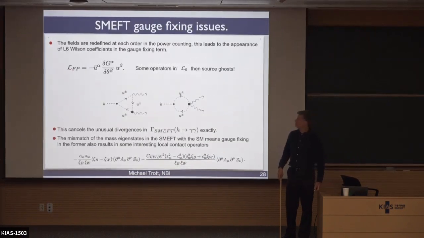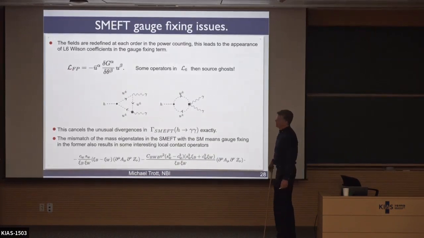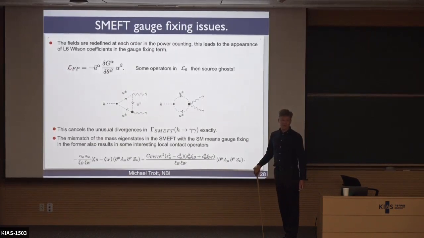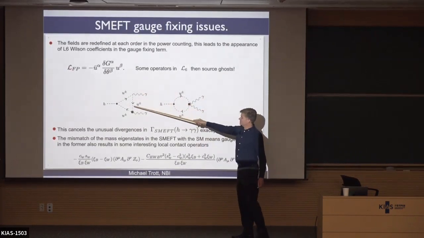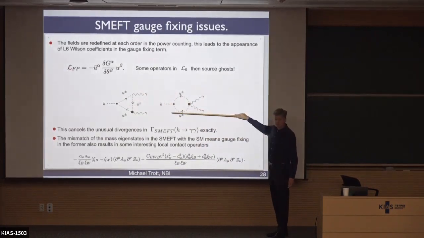Well, if you think a little more about it, it's kind of straightforward. It comes from the gauge fixing term. You write down a gauge fixing term involving the higher dimensional operators, and then you'll basically source ghosts from the gauge fixing term, and then you know that these diagrams come about. By doing this consistently and following it through with the background field method gauge fixing, you do cancel off these unusual divergences. Okay, so the divergences are under control.